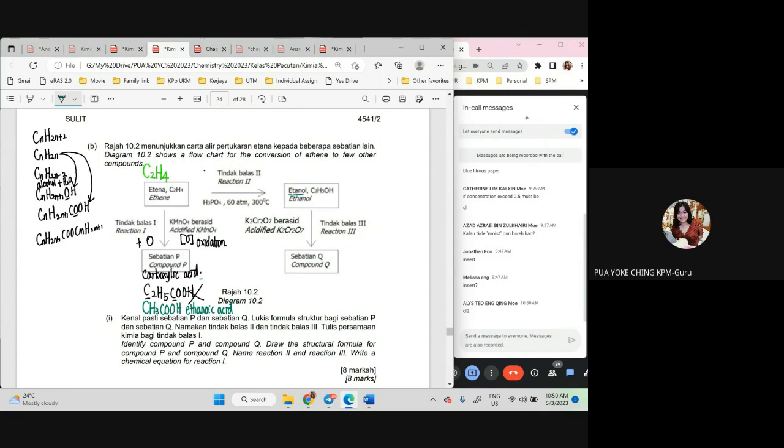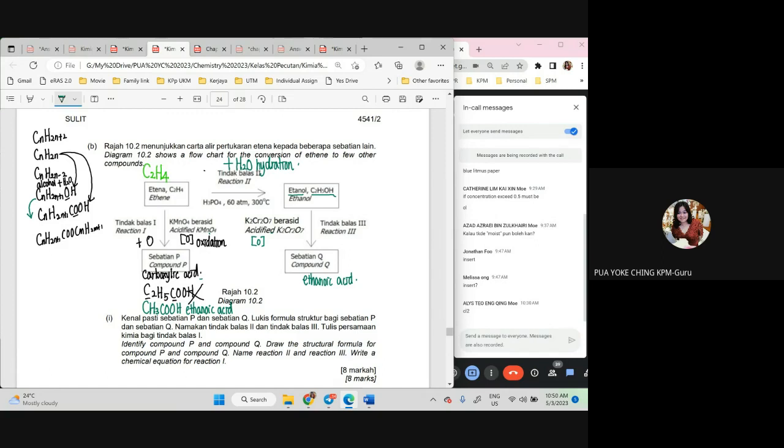This one is ethanol, C2H5OH. So ini ialah tambah H2O, which is hydration. This is also oxidizing agent. So, dari alcohol, tambah lagi O. So, dia jadi this one lah. Kan? So, you will get ethanoic acid also. Sebab ini oxidizing agent, ini oxidizing agent.